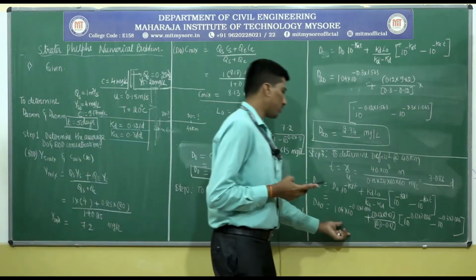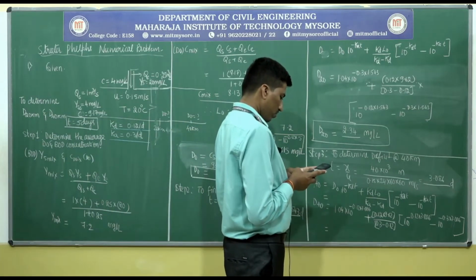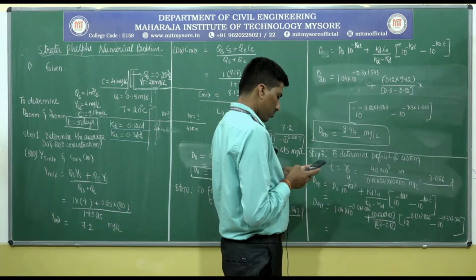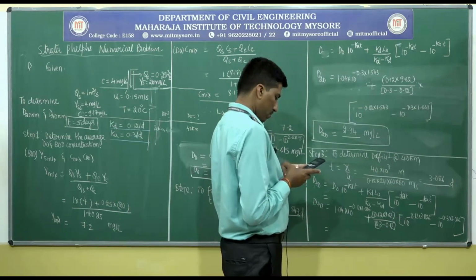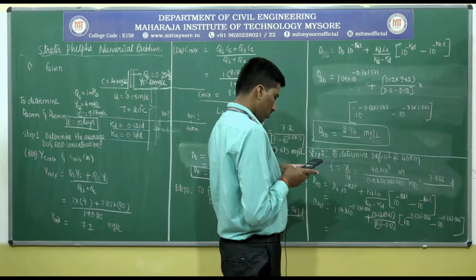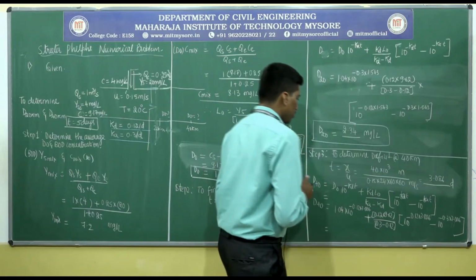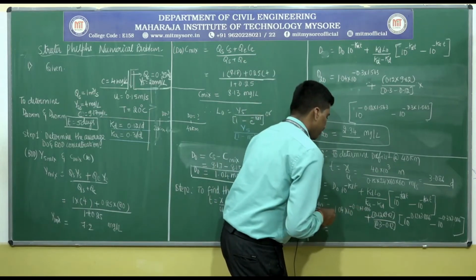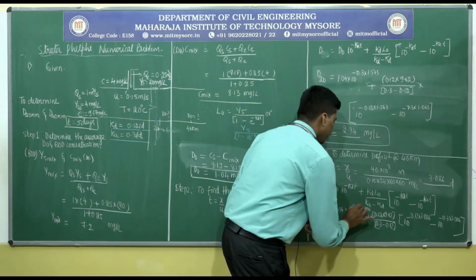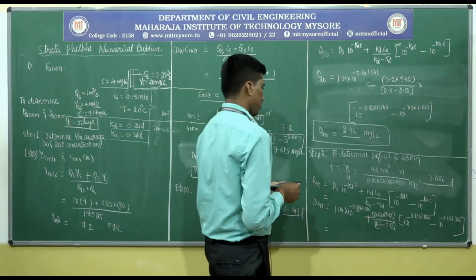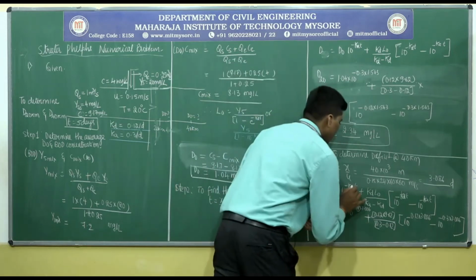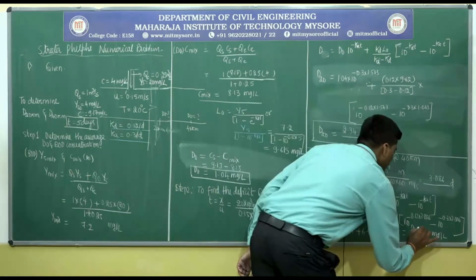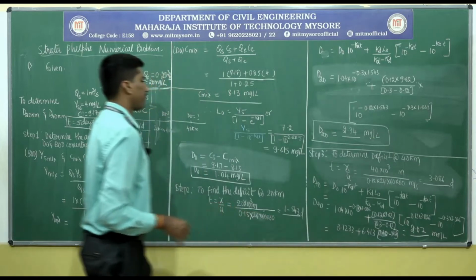Now let us get to know the D naught value. 1.04 into 10 raised to minus, sorry, this is 0.3 here, 0.3. This is Ka, so the value is 2.07 mg per liter.